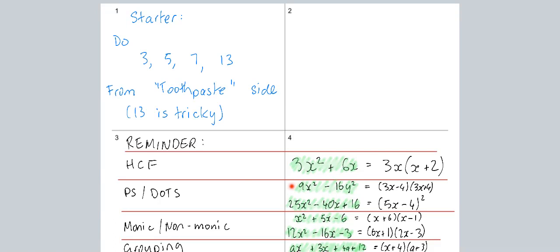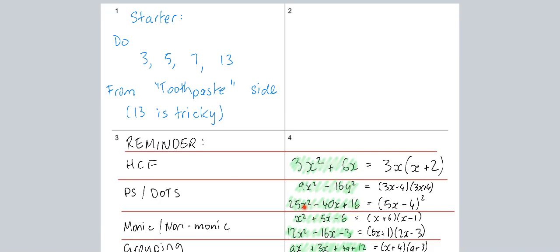Which one's that one? Other way around. Yeah, so that's DOTS. So for a DOTS, you're looking at just two terms, and each of those terms is a perfect square. So this one is 3x all squared. This one, I should have put a y there, sorry, is 4y, which is then all squared. So 3x all squared minus 4y all squared. So as soon as it's got two terms, ask yourself if it's a DOTS.